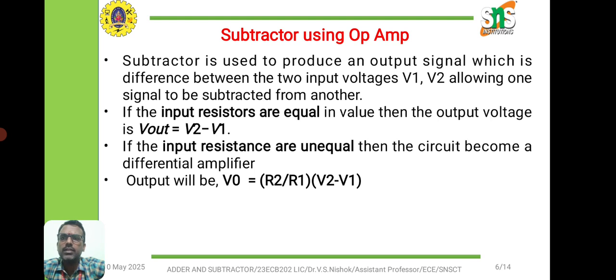Here also, similar to the adder circuit, if the input resistors are equal, the Vout will be equal to the difference of the inputs. Similarly, if the resistors connected in the input path are unequal, then the output should be measured with the equation V0 equals R2 by R1 into (V2 minus V1). So this is the case here.